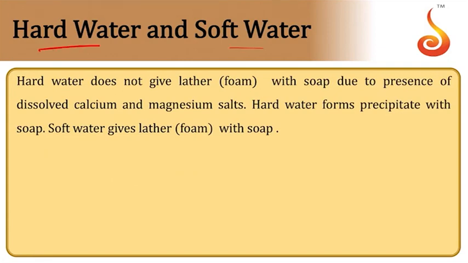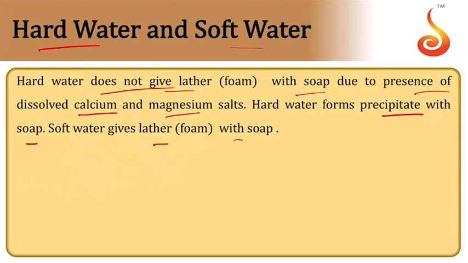Water which does not give foam or lather with soap is called hard water. That is because of the presence of dissolved calcium and magnesium salts in it. So hard water forms a precipitate with soap. Soft water gives lather with soap. The water which does not produce lather with soap is called hard water.